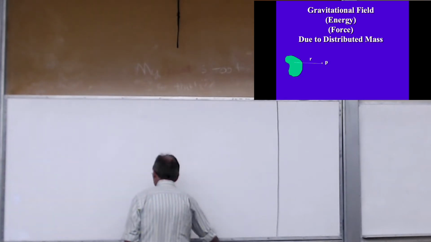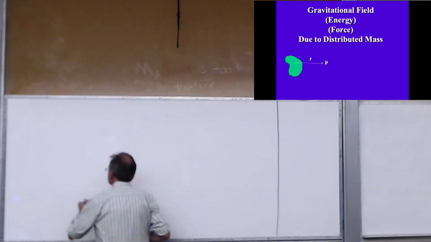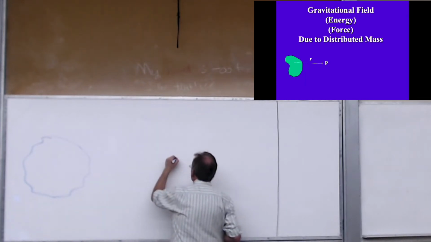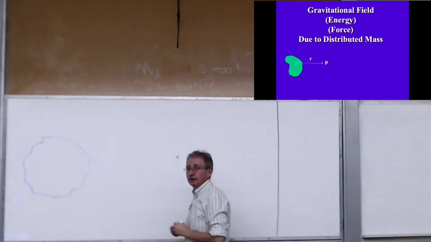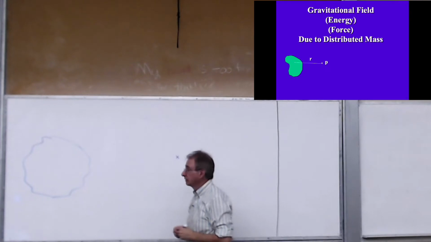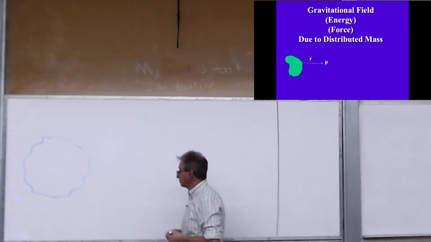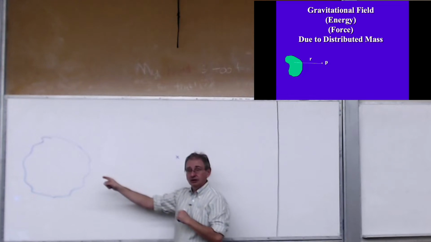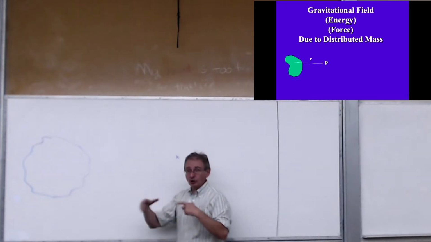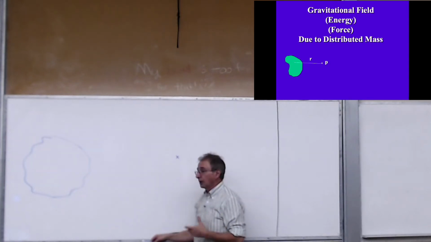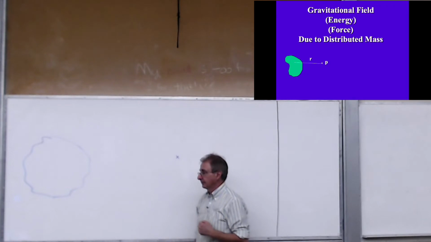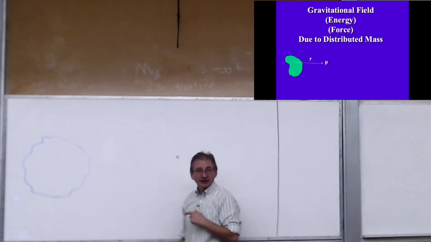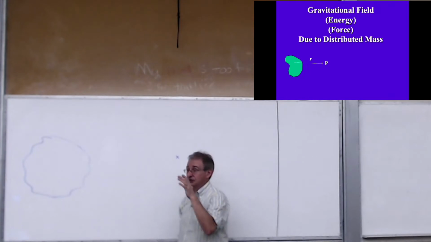Suppose I have an object of some arbitrary shape, like that, and I want to calculate the gravitational field at that point. With point particles, it's easy, I just have a simple equation, but I have a distribution of mass, and each piece that makes up that object contributes a different amount to the total value of g. So what I need to do is break that object up into a bunch of teeny tiny pieces and calculate the value of g for each piece that makes up the object and sum over all of them.